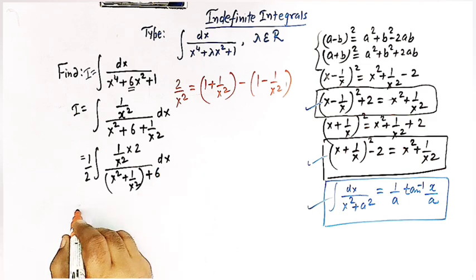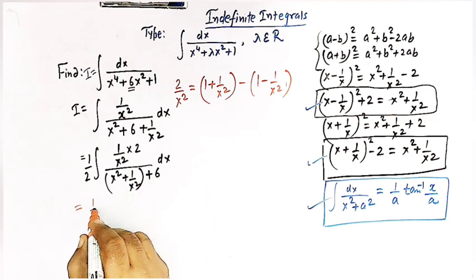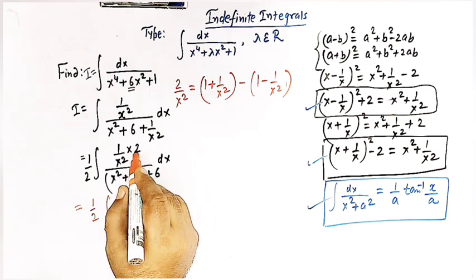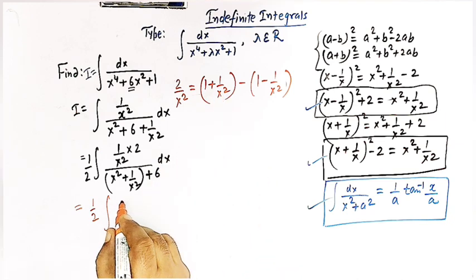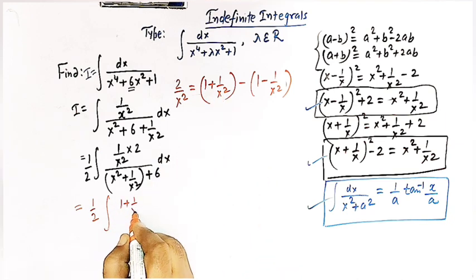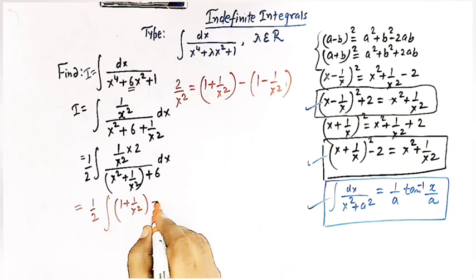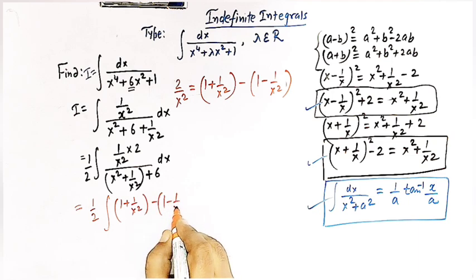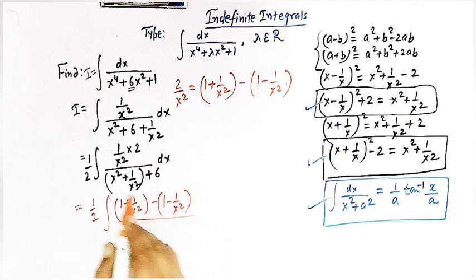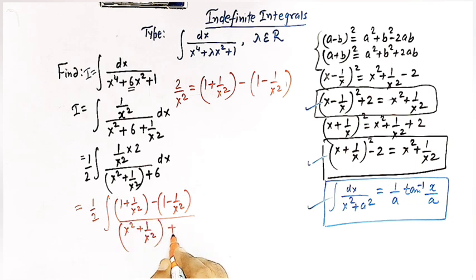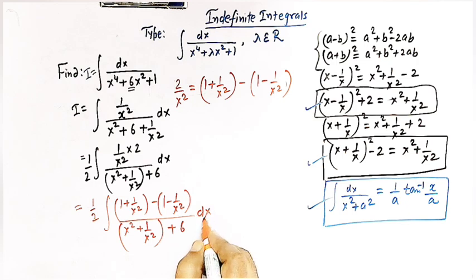So now we can write this integral as half, and then 2 over x square can be written as 1 plus 1 over x square minus 1 minus 1 over x square, divided by the denominator, that is x square plus 1 over x square plus 6, dx.